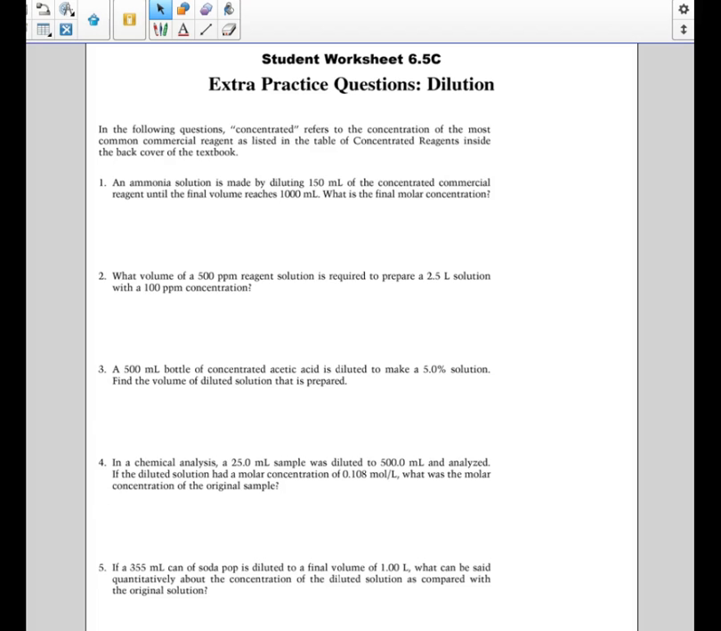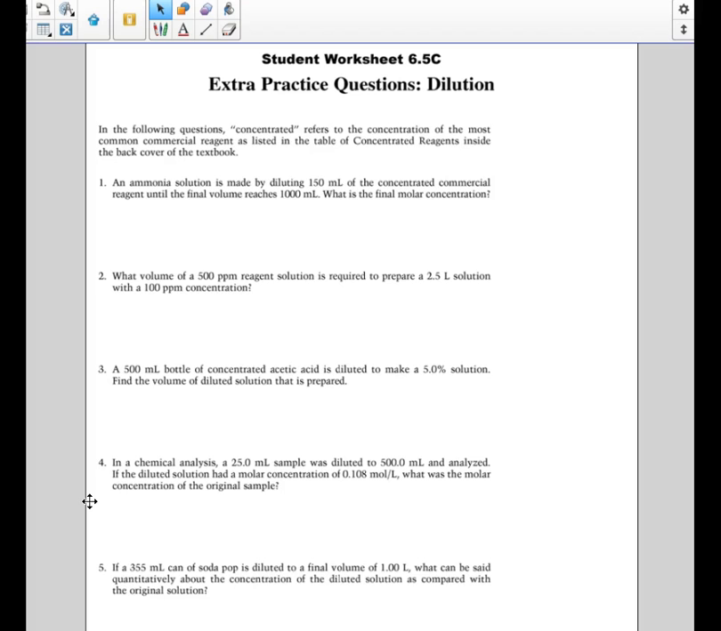dilution. In this case, most of these questions are going to just have you working through the dilution equation, and you're not working with masses for dilution because you have a liquid stock. So here, when it directs you at the beginning to concentrated reagents, that would be the most common commercial reagent, and you want to refer to the back of the book under the appendix called concentrated reagents, which you'll find in one of the appendices.